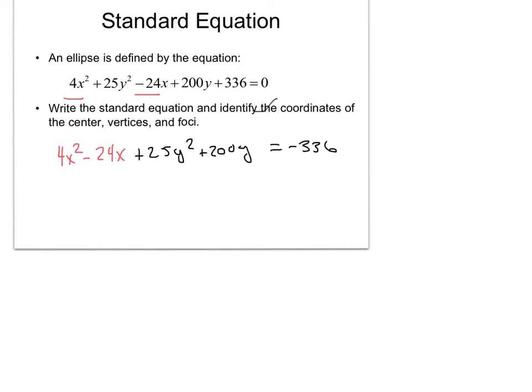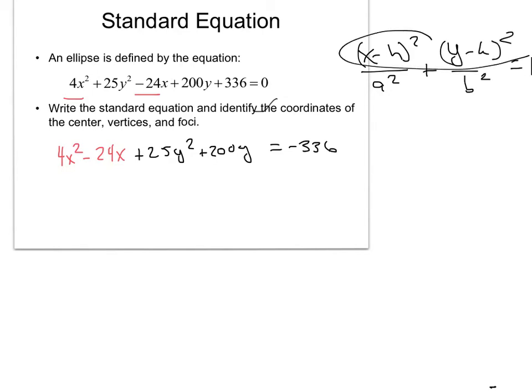If you remember correctly, in order to get it into standard form, where we have x minus h quantity squared over a squared plus y minus k quantity squared over b squared is equal to 1, I need to complete the square. I have to complete the square with what's in red and what's in black, for the x's and the y's. We have to be careful, though, because we have leading coefficients for each one of these, so I actually have to factor these out.